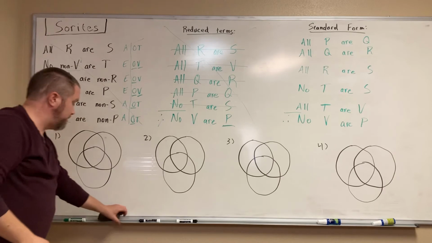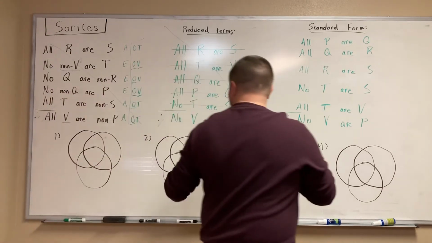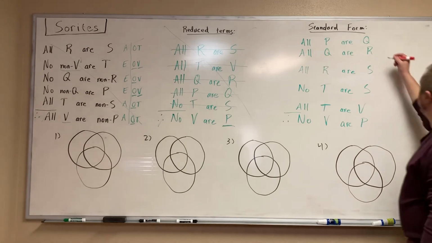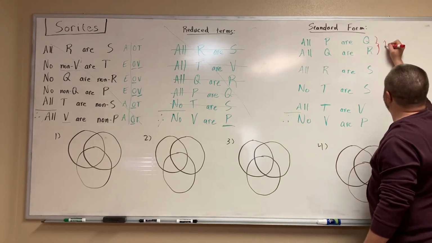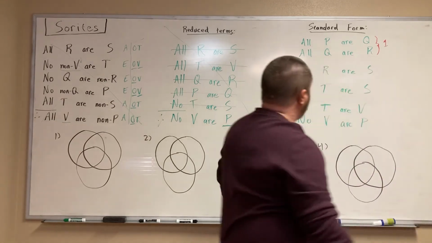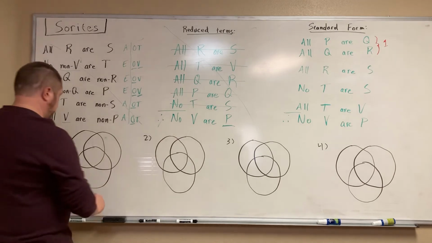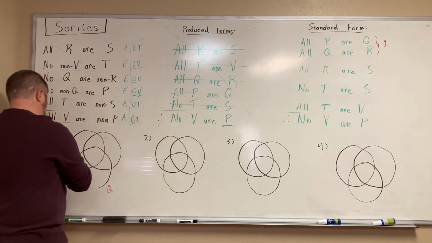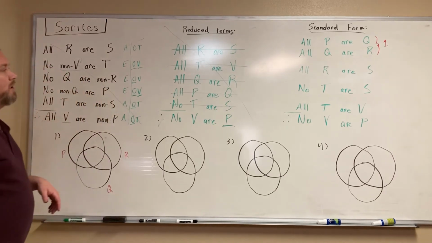Switch to my red marker. All right. So I've already made the Venn diagrams. We got 5 premises, so we should have 4 Venn diagrams that we're going to do. First one, testing the first 2 premises. Looks like Q is the middle term, used twice. And then we have P and R. All P are Q.